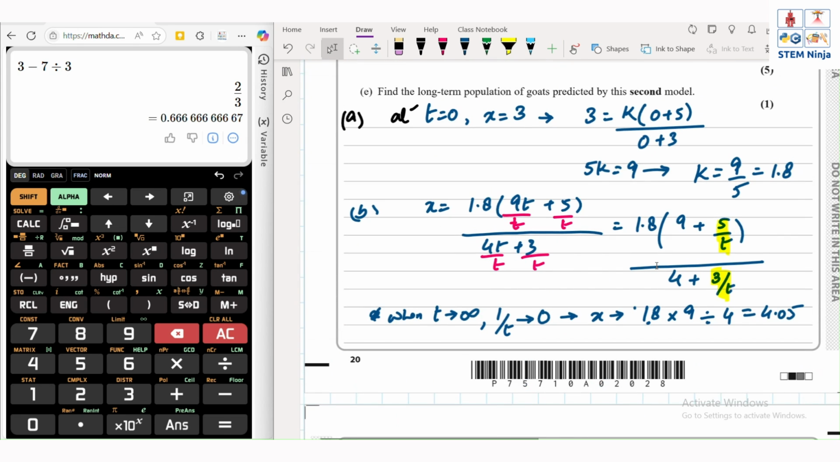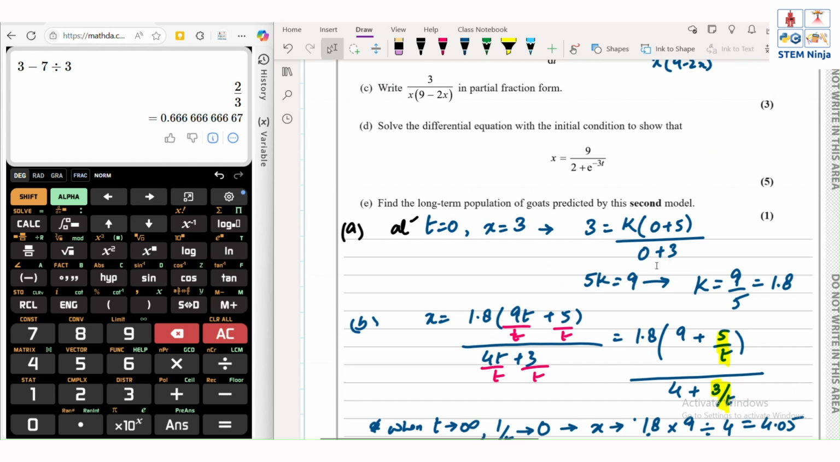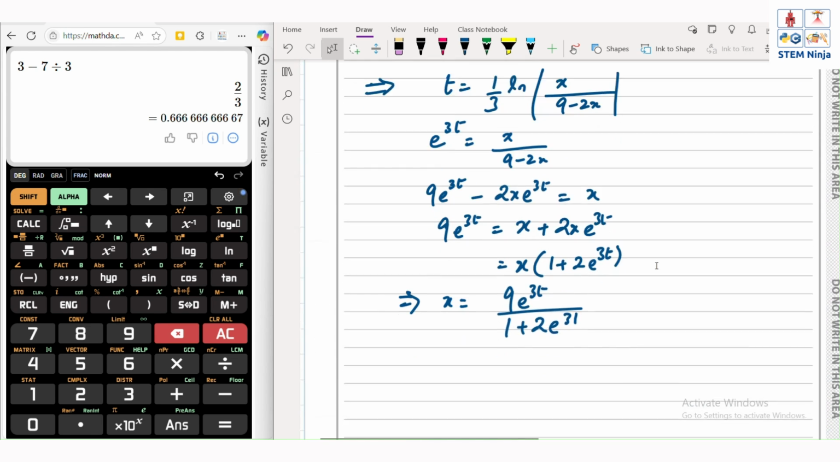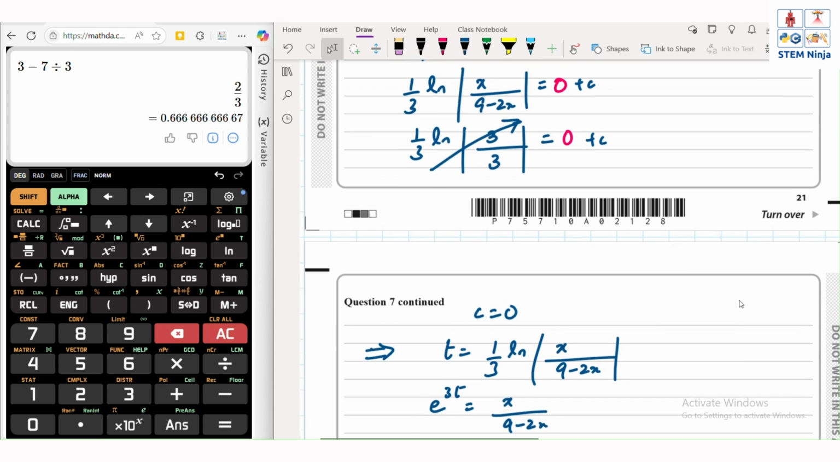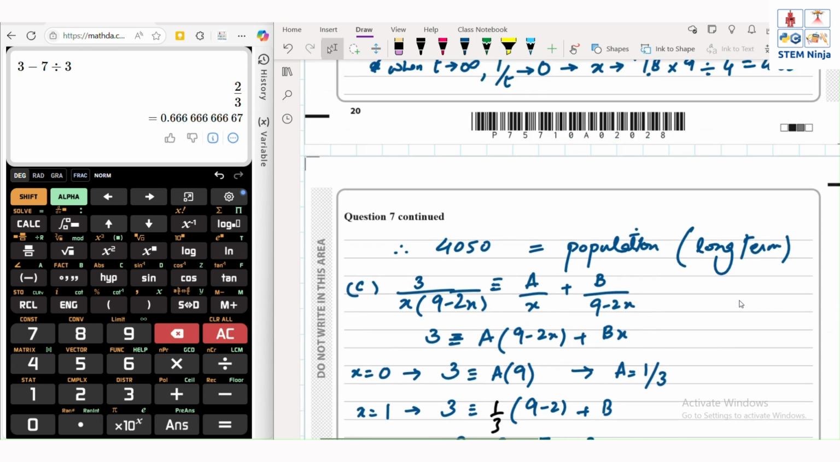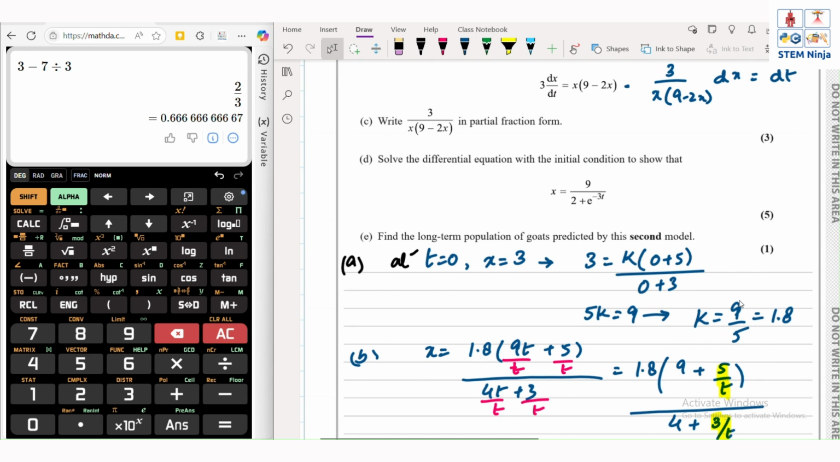What else? We need it in this form. Okay, so that means we need to divide by e raised to power 3t. So it cancels out. We get 9 over e raised to power minus 3t plus 2. That was the question, right? Yes, all right. Find the long-term population of goats predicted by the second model.